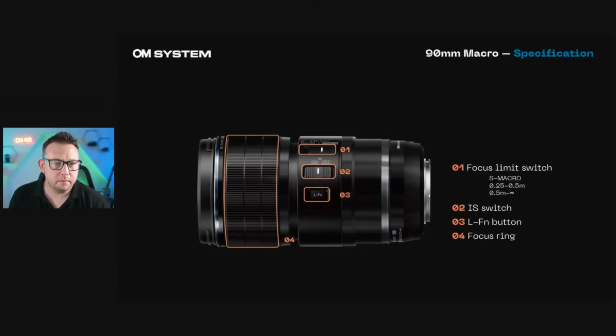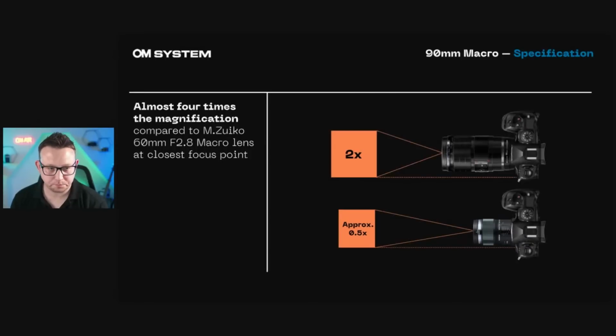And you've got your IS switch for on and off. Trust me, leave it on. 180mm equivalent of telephoto prime lens needs the IS. You've got a lens function button which you can program, and you could have something like focus peaking on there so that you can better see your manual focusing. You could have focus stacking or bracketing on there. And then, of course, you've got your focus ring as well.